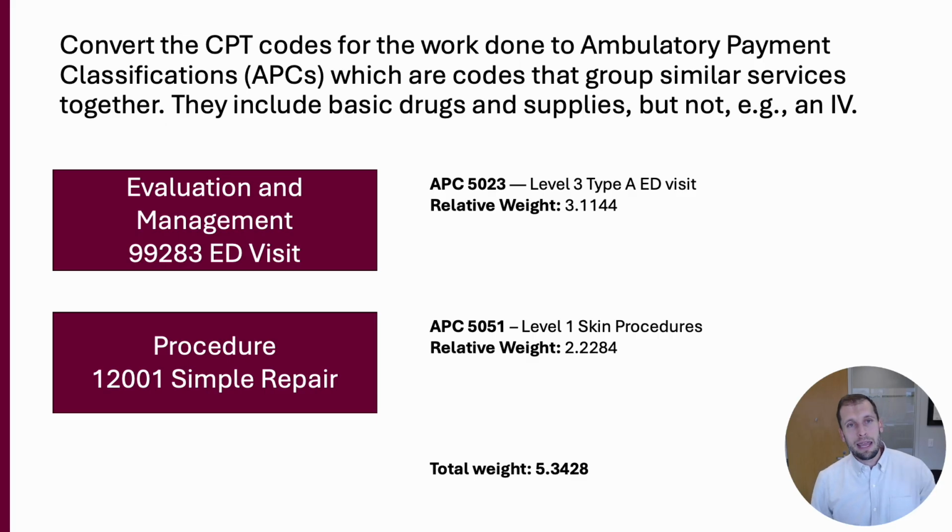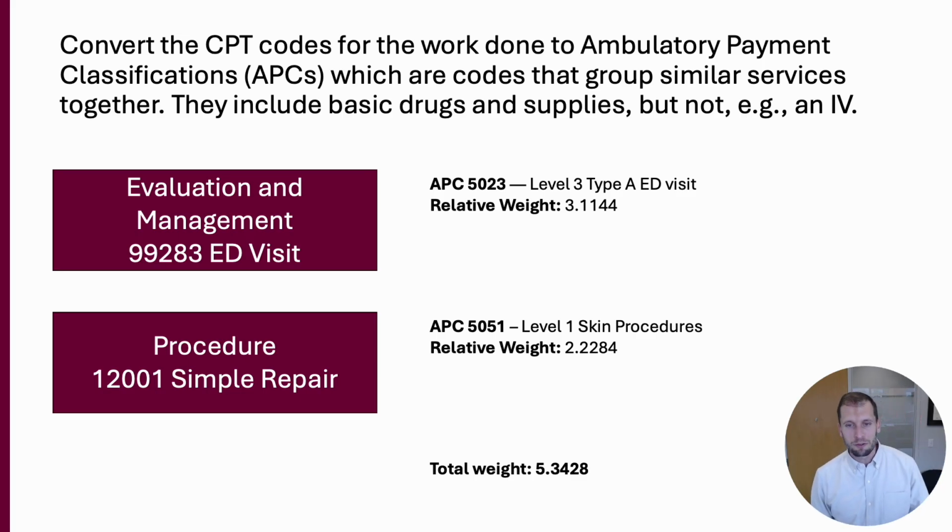RVUs, for APCs, ambulatory payment classifications, we have relative weights. There are so many vocab terms. You do not need to memorize all these unless this is the core of your job and you need to really dig into the details of how specific things are being reimbursed. So again, the CPT code for the ED visit, the 99283, that was the PA looking at me and saying, yeah, we need to stitch that up.